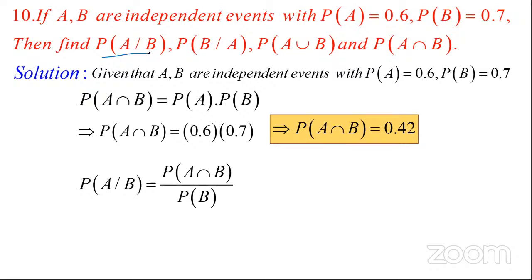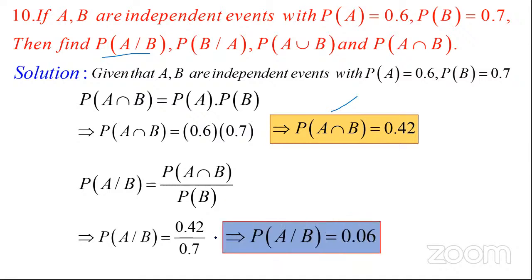So P of A by B, from the conditional probability theorem, is P of A intersection B by P of B. We know the P of A intersection B value and the P of B value, so just substitute the values: 0.42 and the P of B value 0.7. Then you will get 0.06. Okay. Next.